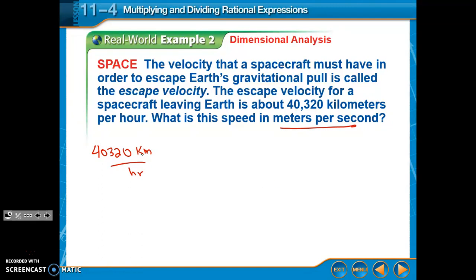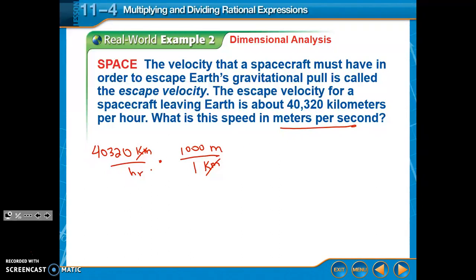So I have to get rid of kilometers and get to meters. So I'm going to put kilometers on the bottom, so that way the units kilometers cancel, and I want to go to meters, so that's going to go on the top. So I want to know how many meters are in 1 kilometer. Kilo means 1,000, so there's 1,000 meters in a kilometer. So this is going to make my kilometers cancel.